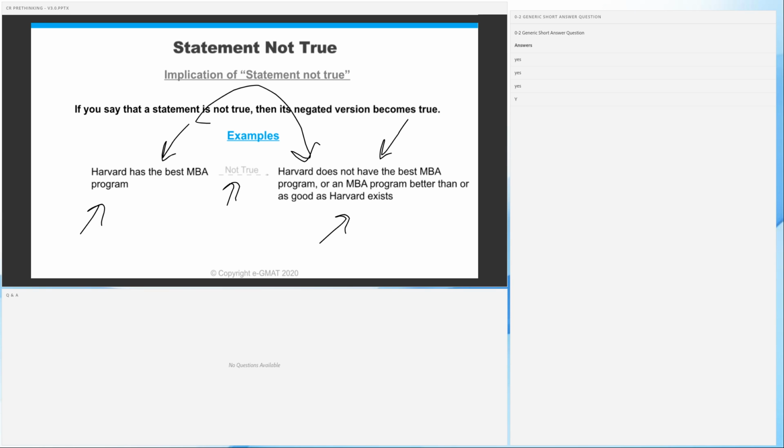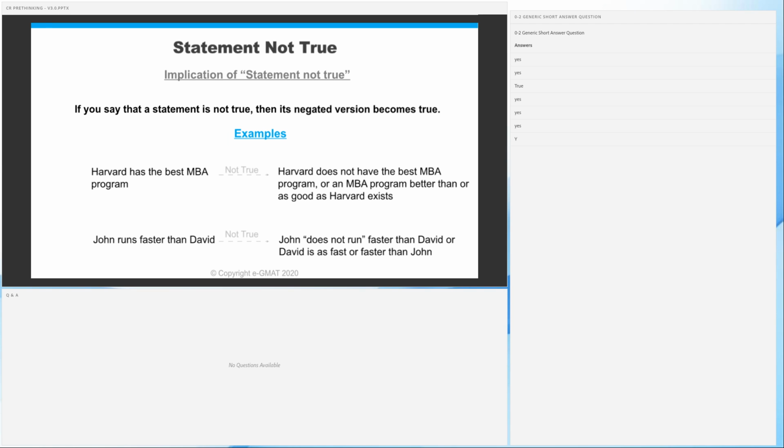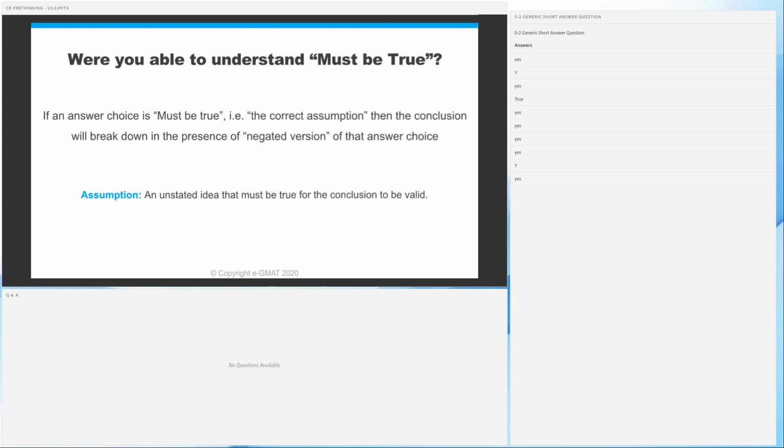Right? Let's take another statement. John runs faster than David. If you say this is not true, what you're automatically saying is that John does not run faster than David, or David is just as fast, or in fact, David could even be faster than John. So when you say a statement is not must be true, what you're automatically saying is that its negated version is true. You believe that its negated version is true. And that's the obvious inference, by the way.